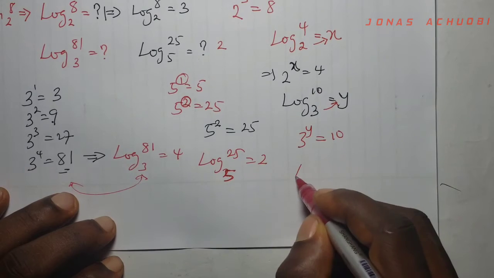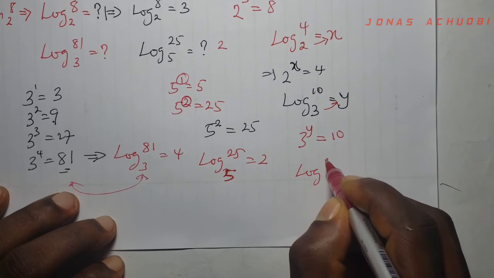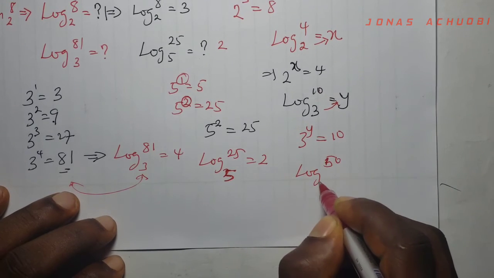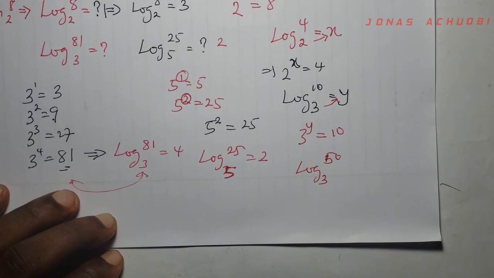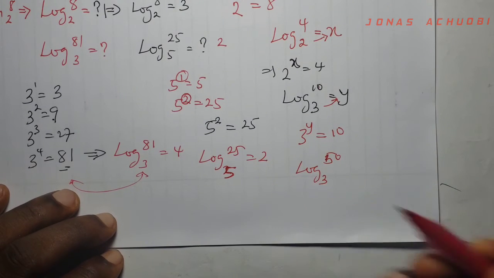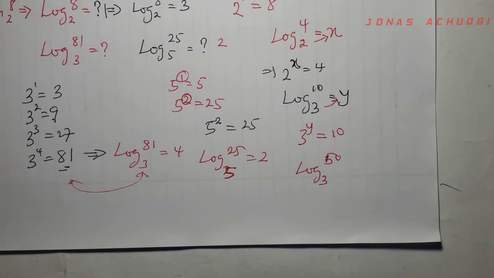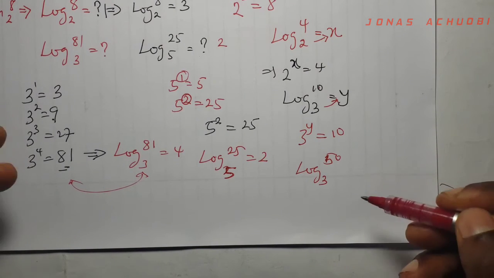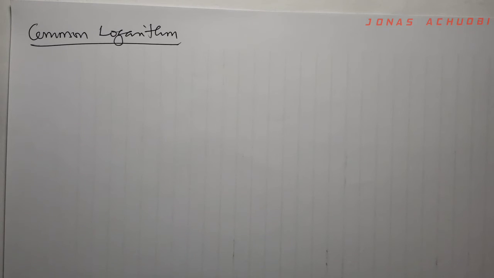So you're asked to find the logarithm of, say, 50 in base 3. What does it mean? You should look for a number that when you raise 3 to it, you get 50. And if that number can be found, then the logarithm of 50 base 3 has been found.